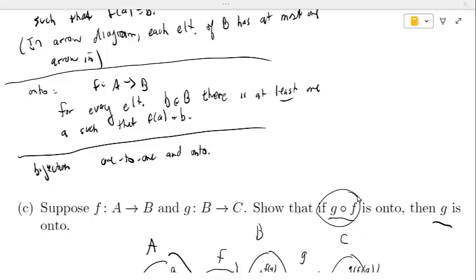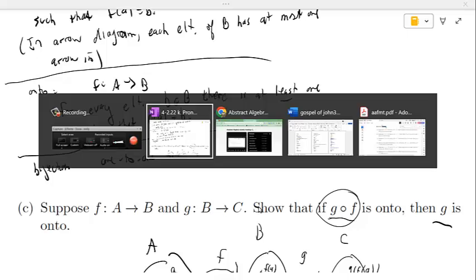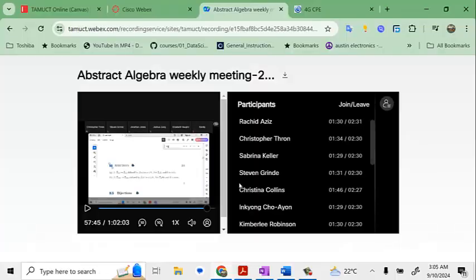So function composition means you take one function and follow by another function. And there are some problems that ask you to show properties of function composition. So this one here is 8.6. Let me see if I can locate exactly what it is.